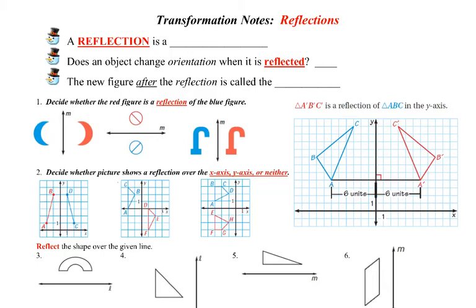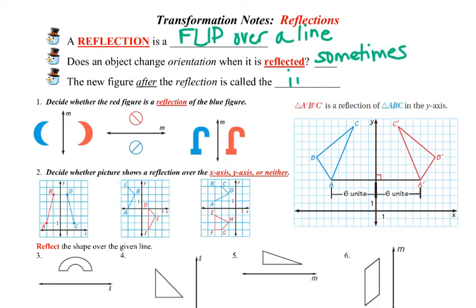So our next transformation is a reflection, and what a reflection is, is a flip over a line. A flip over a line. And sometimes it does change when you flip something over a line. It kind of depends on the shape. And then it's always called the image after we flip it.